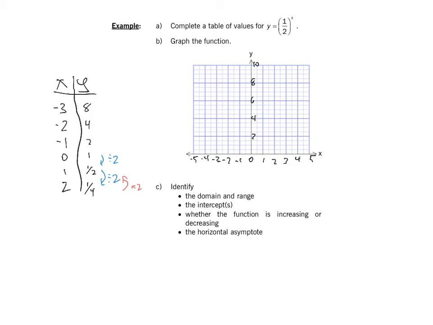Negative 3 and 8 would be up here. Negative 2 and 4 would be here. Negative 1 and 2 would be here. 0 and 1 would be here. 1 and a half would be here. 2 and 2.25 would be here. And then we just try and draw a nice smooth curve through those points. So this time, we'll start here.